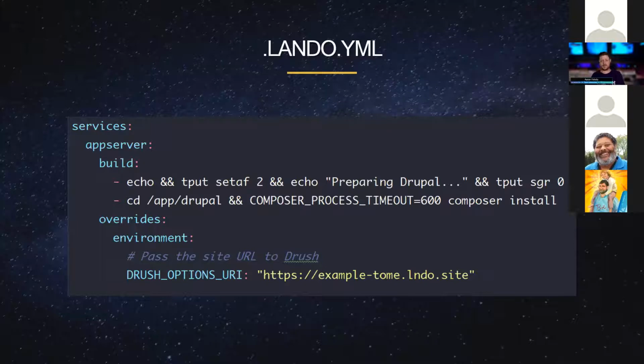In my case, I want it to change into the Drupal directory and run Composer install. So that runs Composer and gets all of your dependencies. This will just happen automatically. So as part of your process, like I said earlier, you run Lando init, it downloads all your code, and then you run Lando start. The first time you do that, this build process runs, and it'll automatically download all your dependencies with Composer.